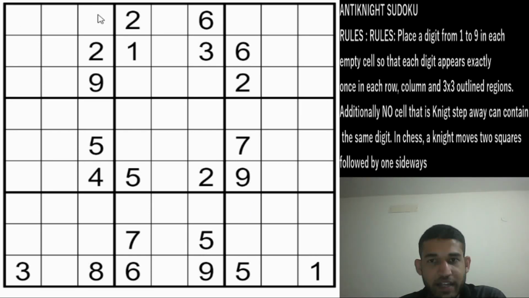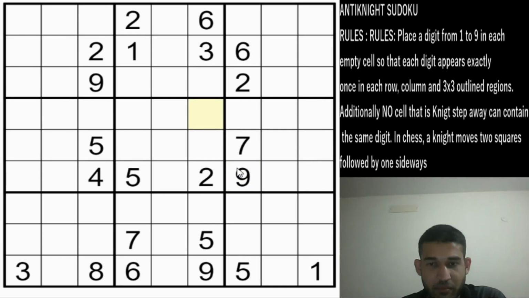Now this Sudoku, in addition to classic Sudoku rules, has another constraint, an anti-knight constraint. So digits which are a knight's move apart cannot contain the same digit. For example, let's take this 2. Now this 2, okay, this is a bad example. I'll take this 9. So this 9 cannot be present at a knight's move from itself. So it cannot be here.